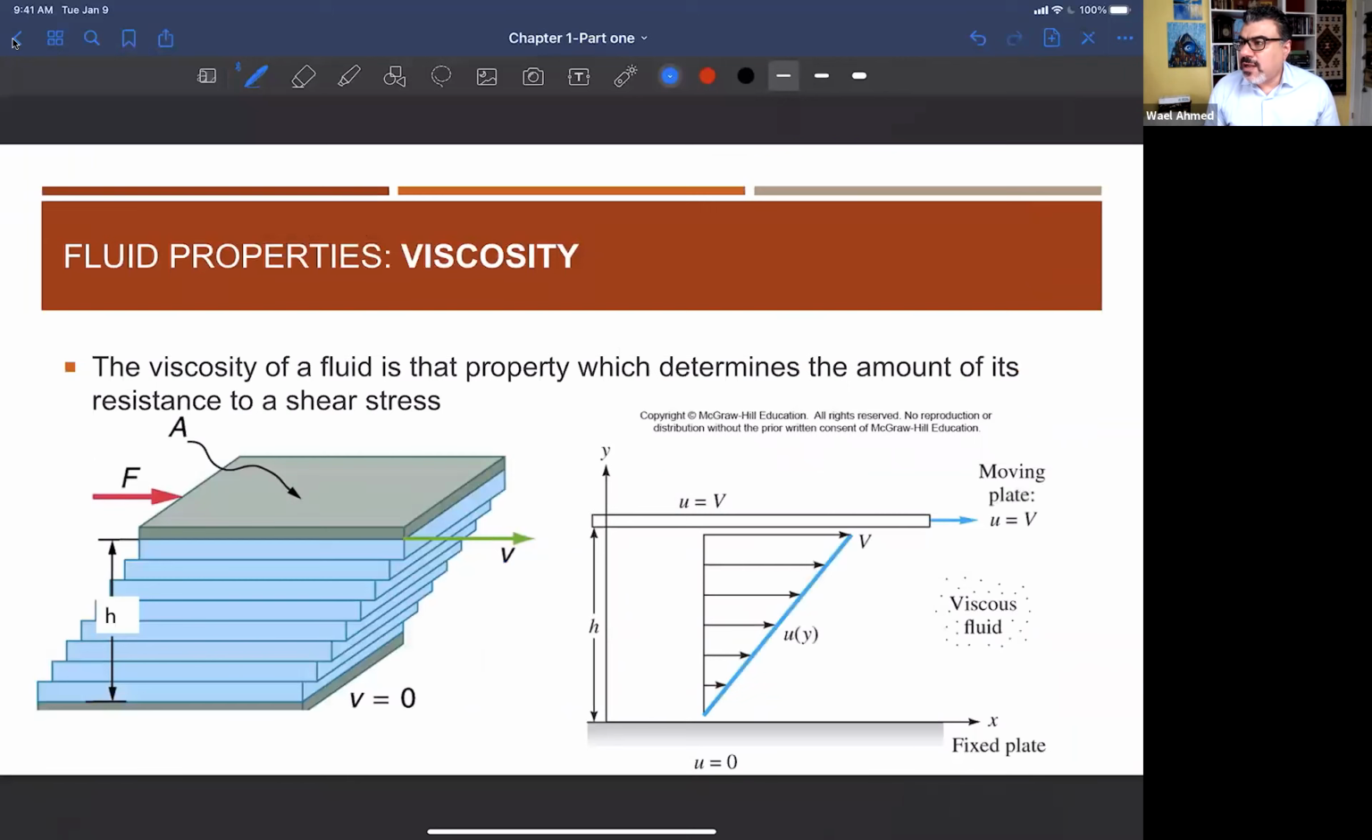The second topic, maybe I will stop here this time. I will let you absorb all the other parts, and we'll start next time talking about viscosity. This is another very important topic in the first chapter. Understanding viscosity is very important in many applications of fluid mechanics analysis. So next time we'll maybe start at the viscosity part.